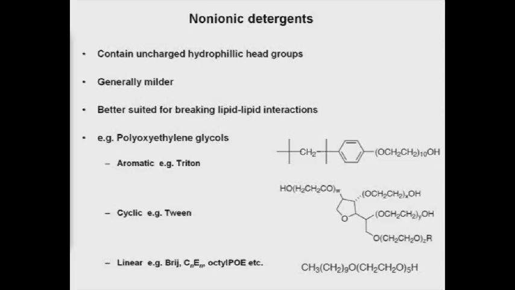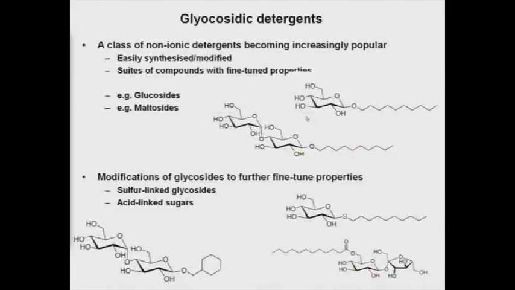These are all repeats of polyoxyethylene groups. And there's some examples of the structure shown on the right-hand side here. Triton is an aromatic based hydrophobic tail. Tween has this furan ring here, and the Brij, C12E8, Octyl POE type detergents have an alkyl chain as their hydrophobic tail.